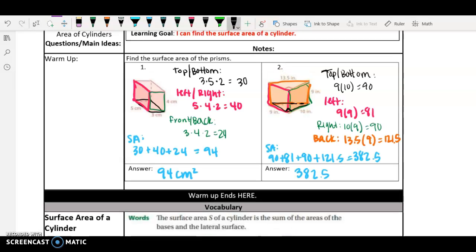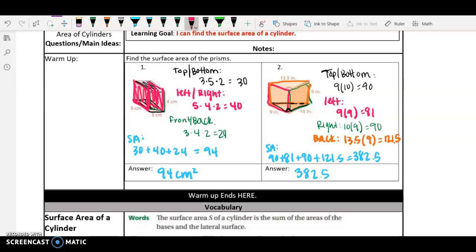So remember, I always break my sections up, and the top and bottom are the same on a rectangle. I look at the bottom, and I did 5 times 3 to find the area of the bottom, and then you multiply by 2 because it matches the top section. So that gives me 30. Then the left side is 5 times 4 going up, and we also need to find the right. So 5 times 4 times 2 is 40.